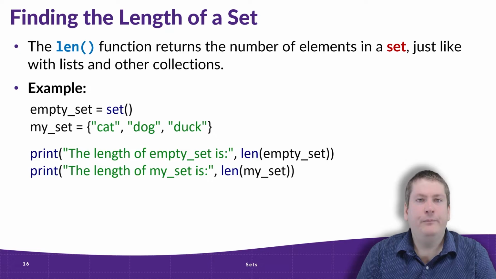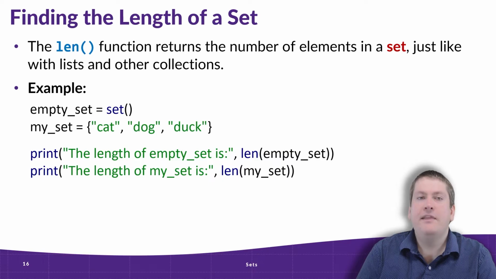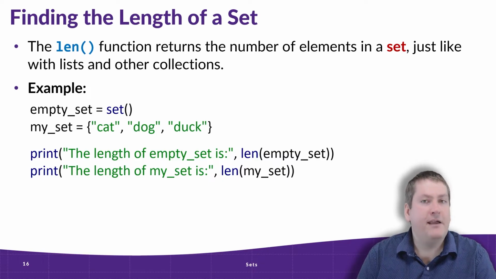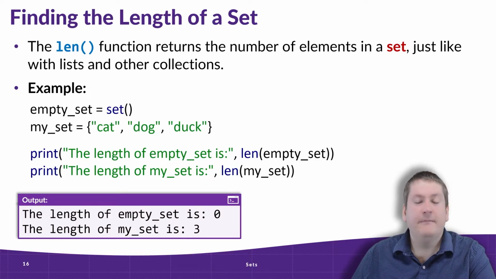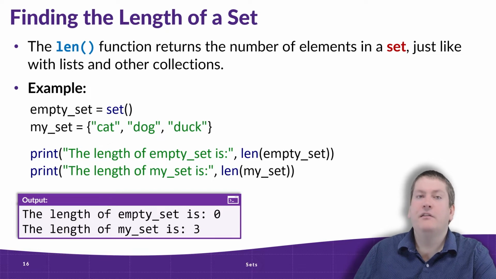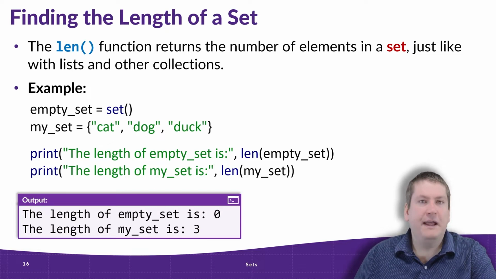Here's a simple example. We're making two sets. One's an empty set that we make with the set function, and the other one is a set literal, meaning that we literally defined each value, cat, dog, and duck. And then on the next line, we're printing out the length of each using the length function. So you probably won't be surprised to see that the empty set has a length of 0, meaning that it contains no elements, and the mySet set, which has the values cat, dog, duck, contains 3 elements. So just like with other collections, we can still use length.